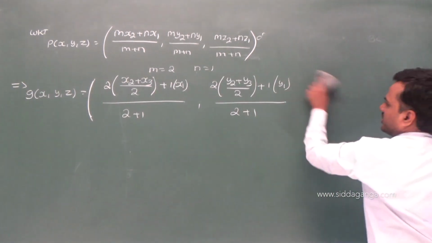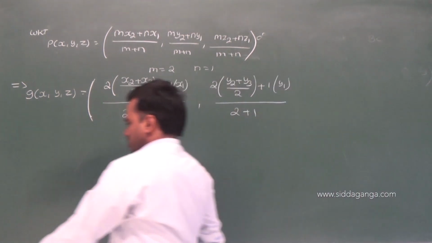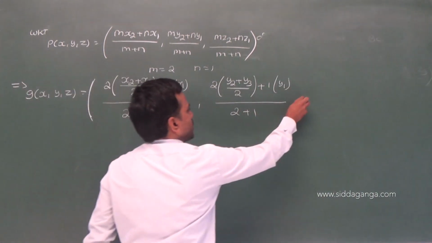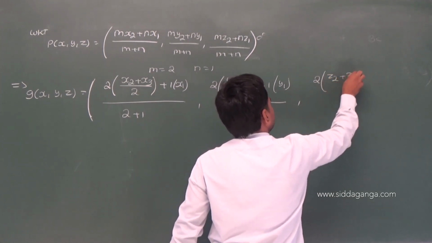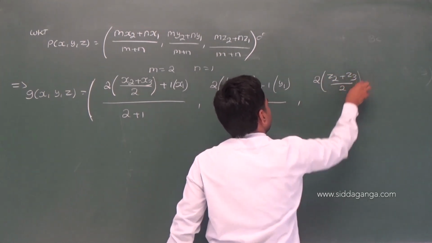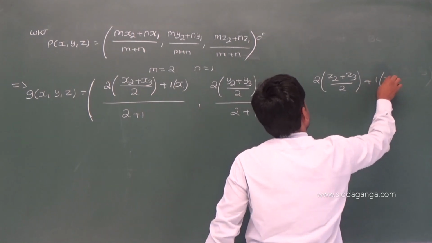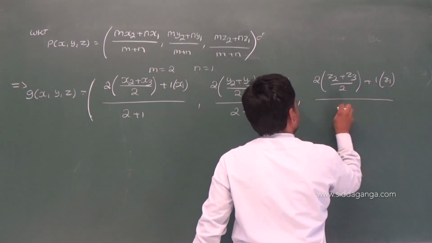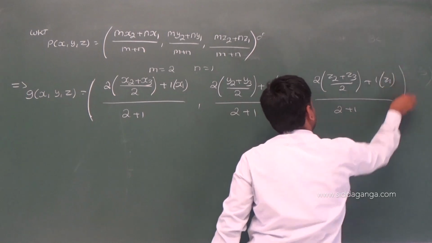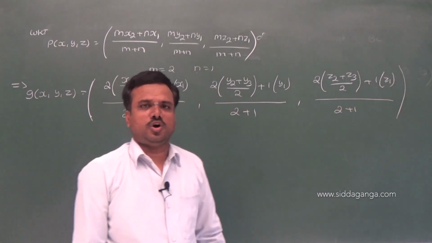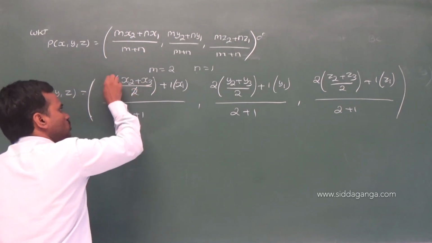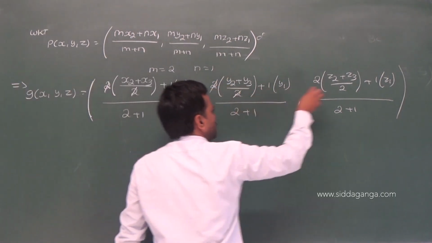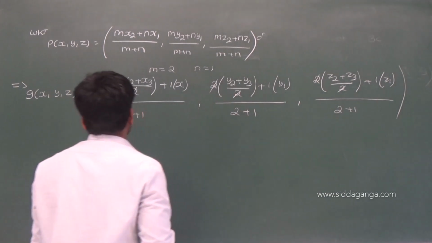Similarly, the z coordinate: 2 into z2 plus z3 divided by 2, plus 1 into z1, divided by 2 plus 1. We substitute all the values and simplify. Observe here, 2 and 2, here also 2 and 2 get cancelled.